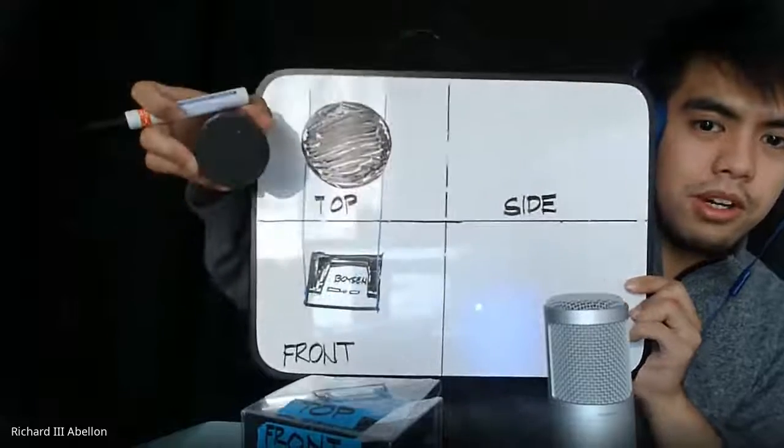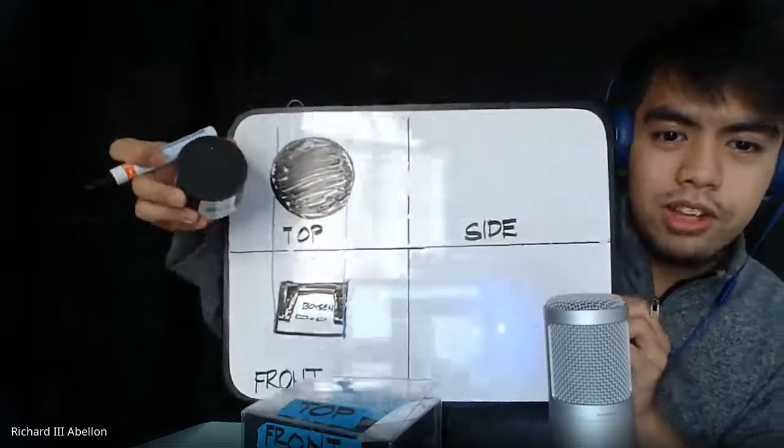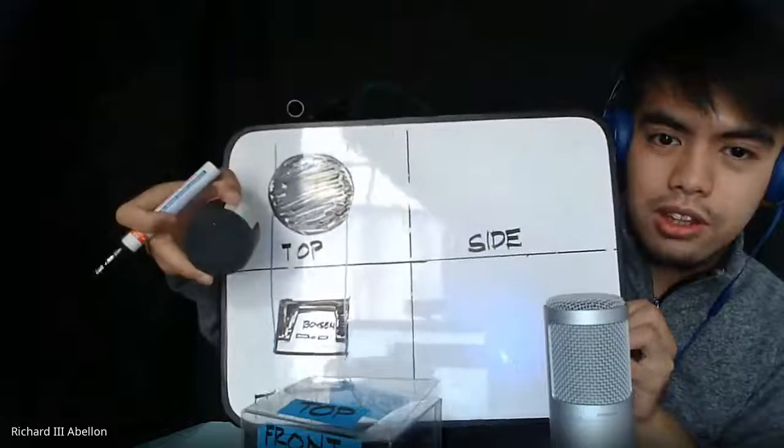So pares naman, di ba? Bilog siya na black. Ayan. Yan yung top view. Front and top view. Ngayon, let's put this back in here para makita natin yung side. So make sure na nandito yung front.